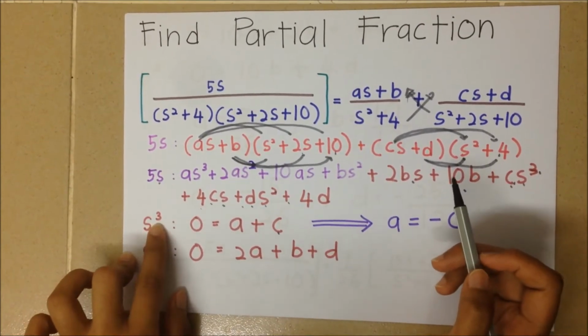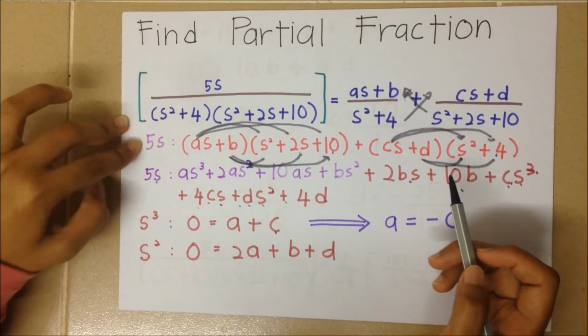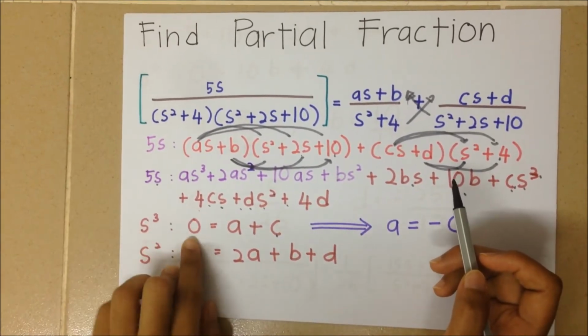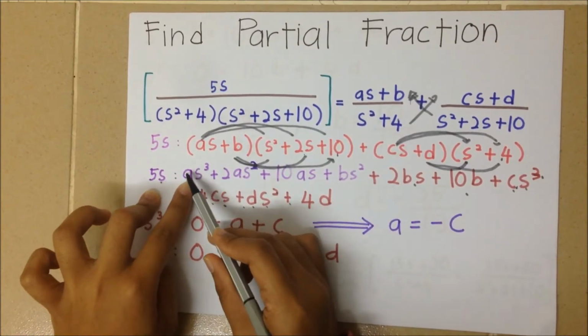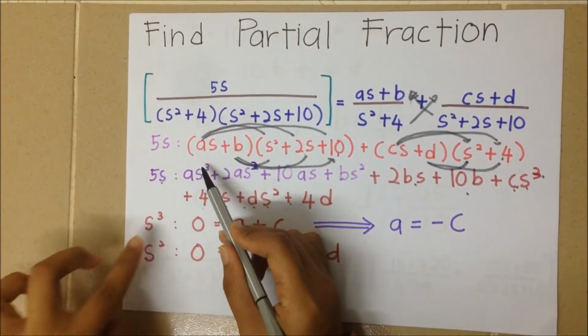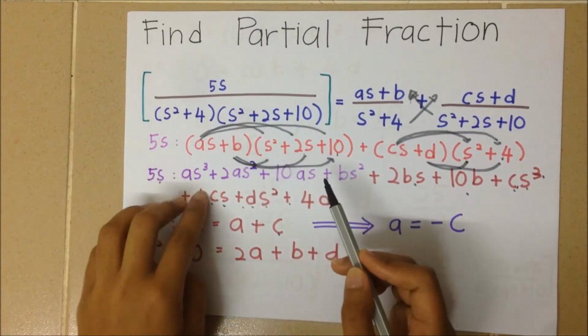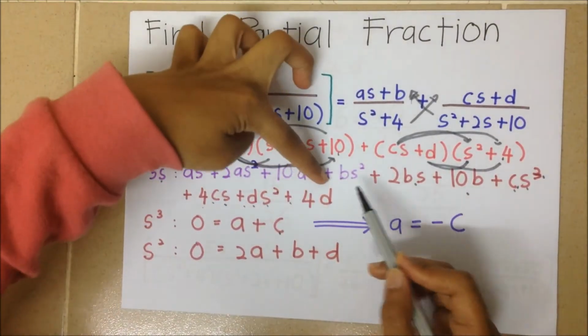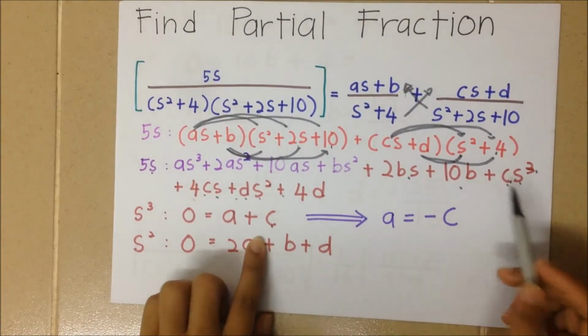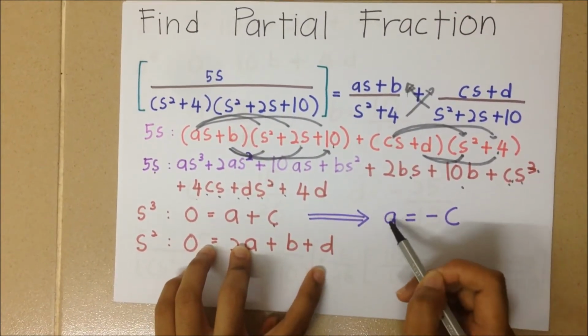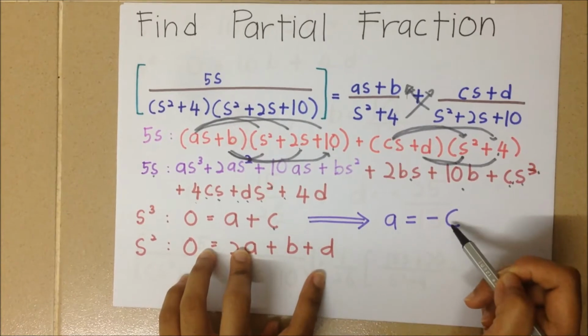First S cube. Dalam depan ni kita tak ada S cube, so kita keluarkan kosong. Dan kita jalan-jalan lagi, kita jumpa AS cube. So kita keluarkan A sahaja untuk kita subjekkan S cube. Kita jalan-jalan lagi, kita jumpa CS cube. So kita keluarkan C. Lepas tu kita dapat jawapan A equal to negative C.